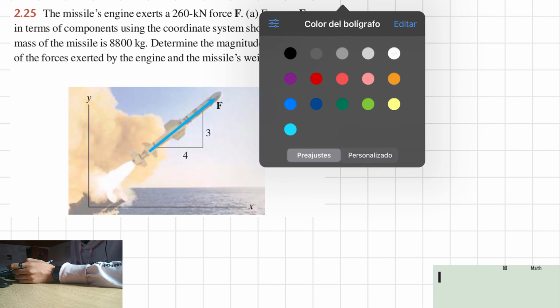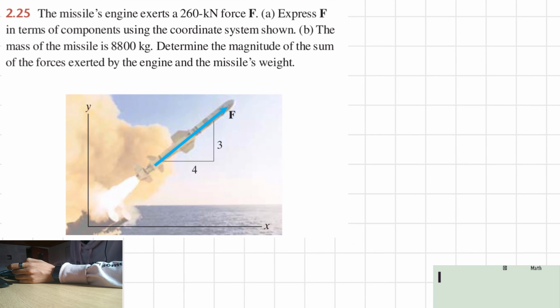Well, as always, first step, writing down the information that the problem is given to us. So I have that the missile engine exerts a 260 kilonewton force. That means that I'm going to have a force vector whose magnitude is going to be equal to 260 kilonewtons.